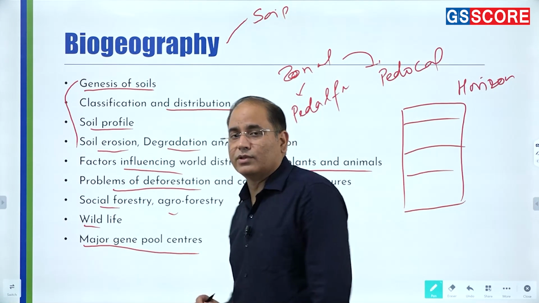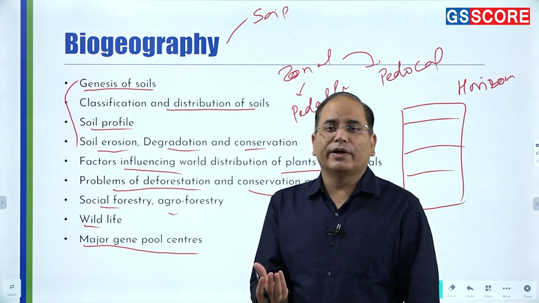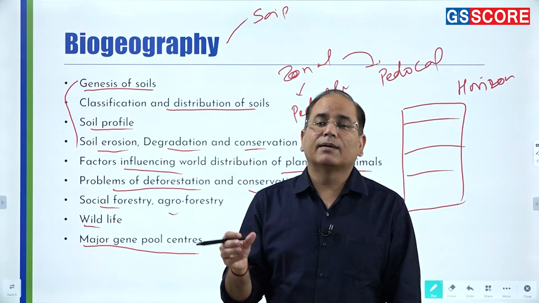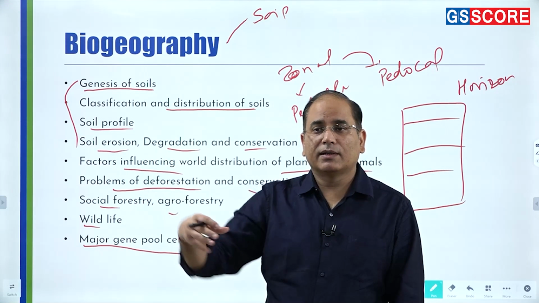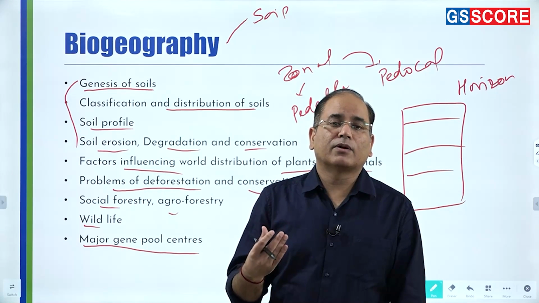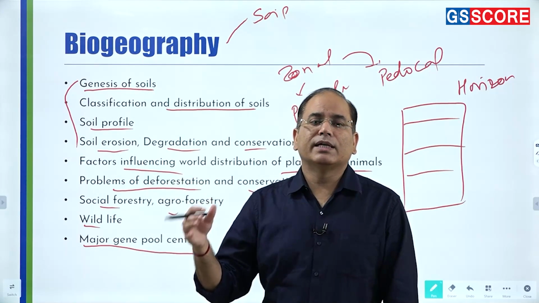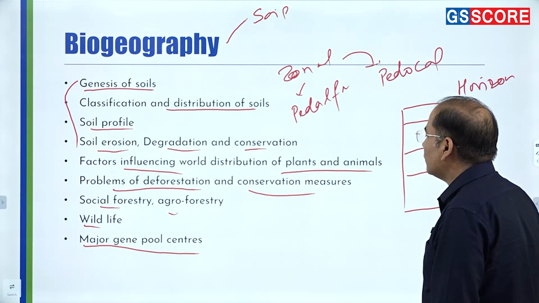Then we have the major gene pool centers. Gene pool is basically the place from where major varieties of plant seeds have originated. So the area from where some of the plants, some varieties of crops have originated, like we have wheat, like we have tea, coffee, in which area they have originated. So that concept is associated with the gene pool centers.